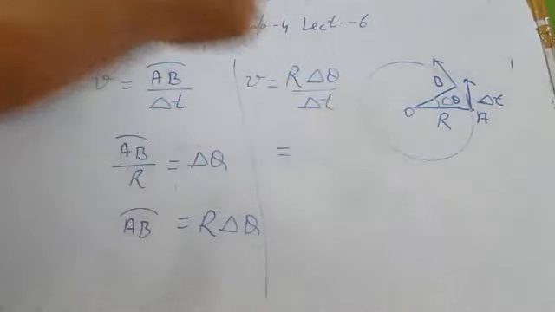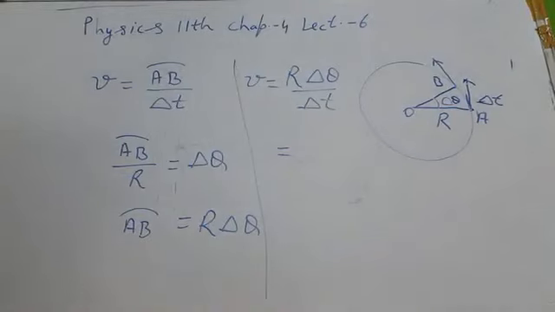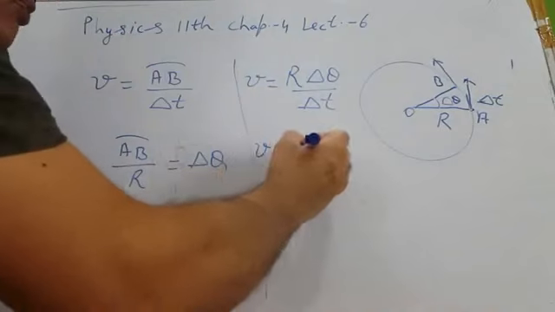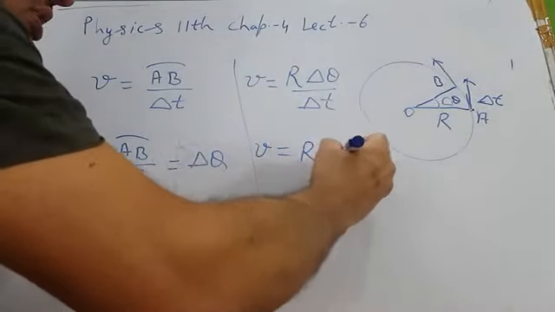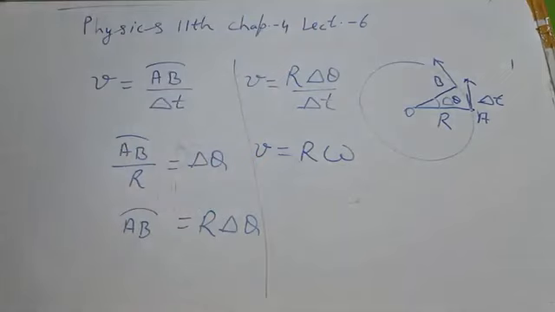Change in angle upon change in time, delta theta upon delta t, is the angular velocity. Angular velocity is denoted by omega. So this velocity will be R omega. This is the relation between linear velocity, angular velocity and the radius of the circle. If you know the radius and the angular velocity, then you can calculate the linear velocity. Now we will find what the acceleration will be.